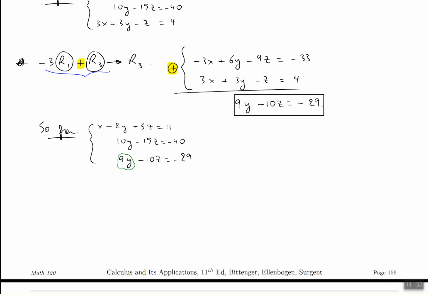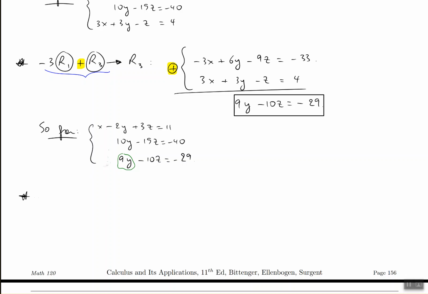So how can I remove the 9y? I have to multiply one equation by a number and add it to this one to cancel it out. Now, if I multiply the first equation by a number and add it to the third equation, it's going to create an x right there. And I don't want that. So what I'm going to have to do is focus on the second equation. So what number should I multiply that by and add it to this one to make them become 0?